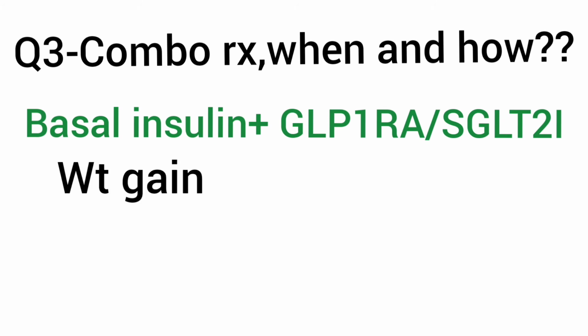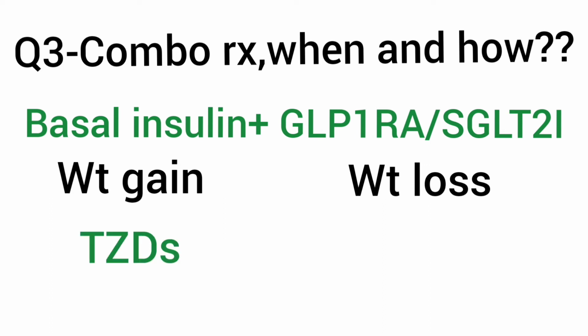So if it is combined with GLP-1 receptor agonist and or SGLT2 inhibitors, which will cause weight loss, this way the effect on weight becomes neutral. So this is beneficial. Thiazolidinediones will cause weight gain, and if we add SGLT2 inhibitors or GLP-1 receptor agonist to it, then the effect on the weight is neutral. So such a combination should be used.